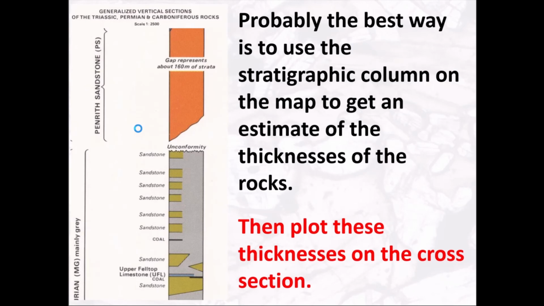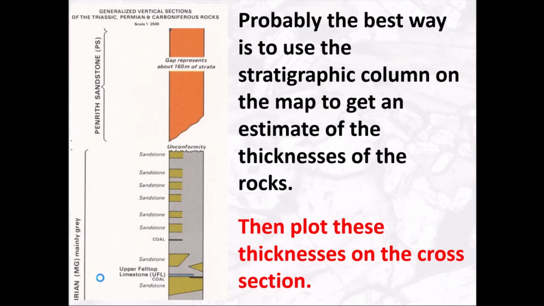and probably the best way, is to look at the stratigraphic column that's been supplied with the map. You can use that stratigraphic column and the scale that's come with it to estimate how thick each one of the units that you're currently missing from your section should be. So for example, here we've got a thickness for the Penrith sandstone, which we could measure on our stratigraphic column, convert it using our scale factor and work out its true thickness.